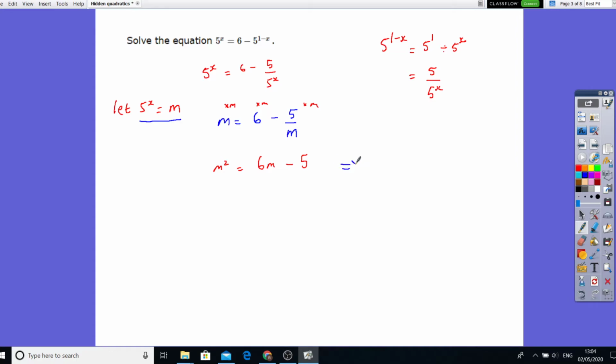Just to save a line, we got m squared here. Now this is positive 6m, take it to the side, becomes a minus 6m. Alright, and the minus 5, chill it to the other side, so opposite of minus 5 is plus 5.